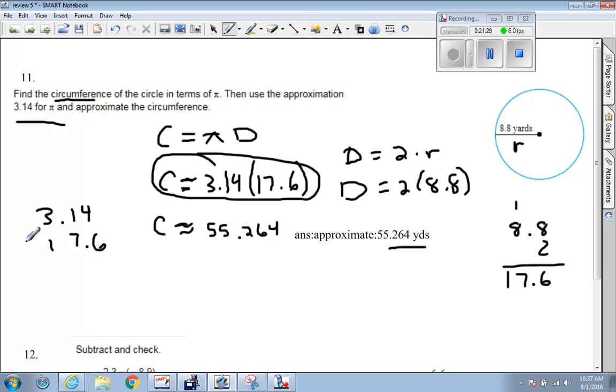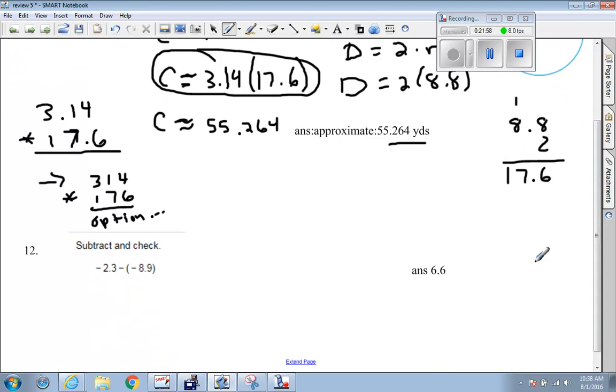17.6. Remember that you completely ignore the decimals and count them up at the end. So in fact, you might just want to take, there's going to be 1, 2, 3 digits behind the decimal. So you might just want to focus on taking 314 times 176 and completely ignore the decimals until the end, and know that there's going to be 3 behind. I'm just going to write option. Okay, let you take it from there.